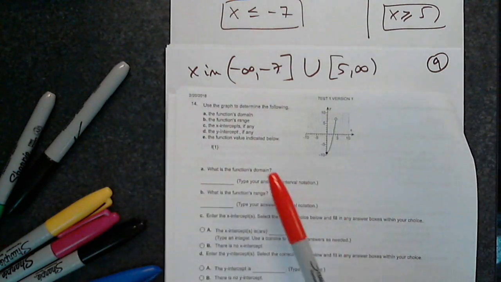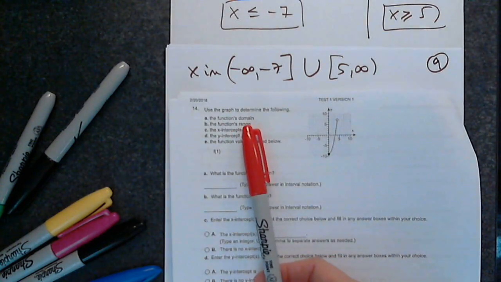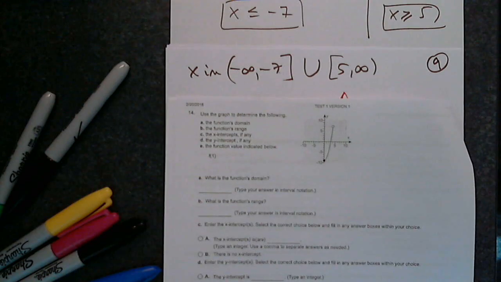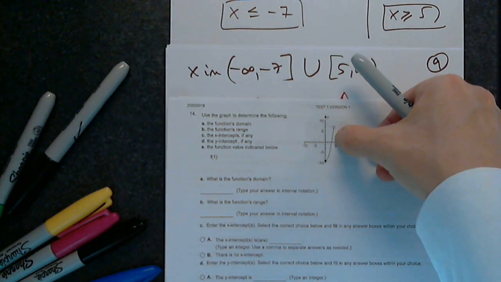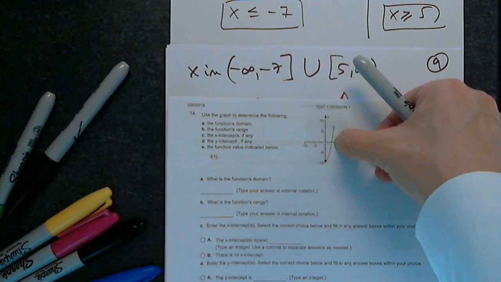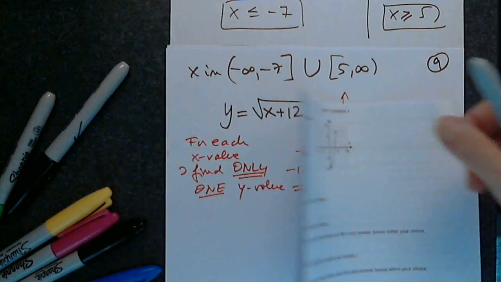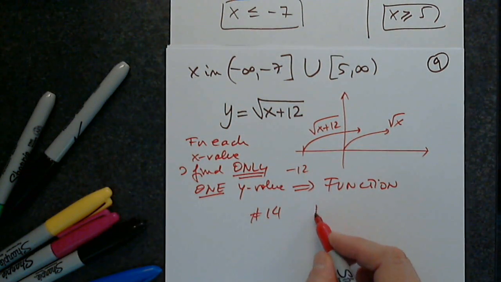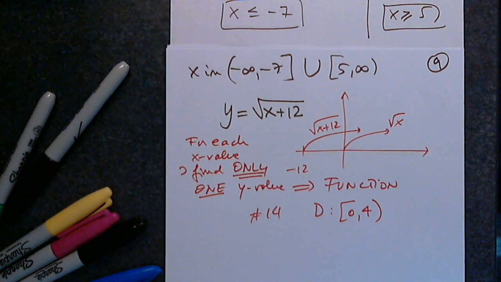We are given a graph in problem 14. We are asked to find the function's domain. Let's just find the domain and then stop. Can anyone give us a domain of this function? Bracket 0 to parenthesis 4. So the domain for number 14 is 0, 4 with a parenthesis.